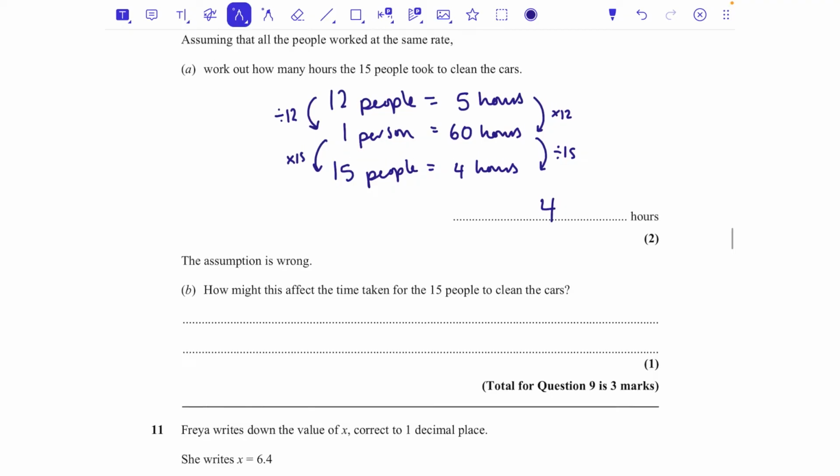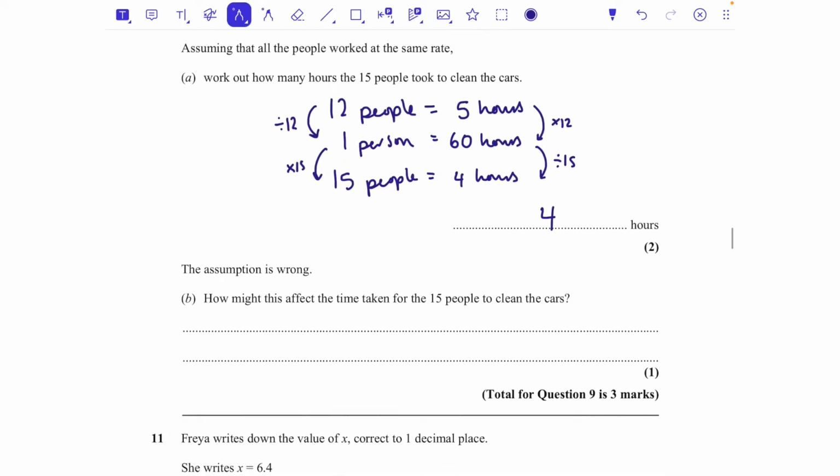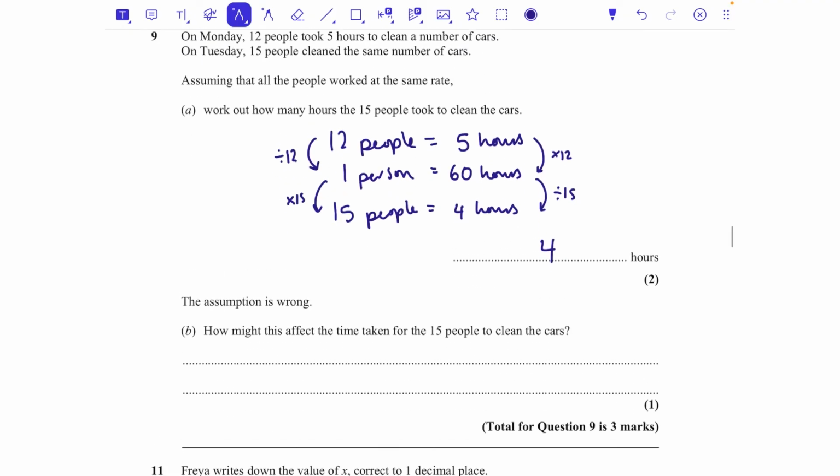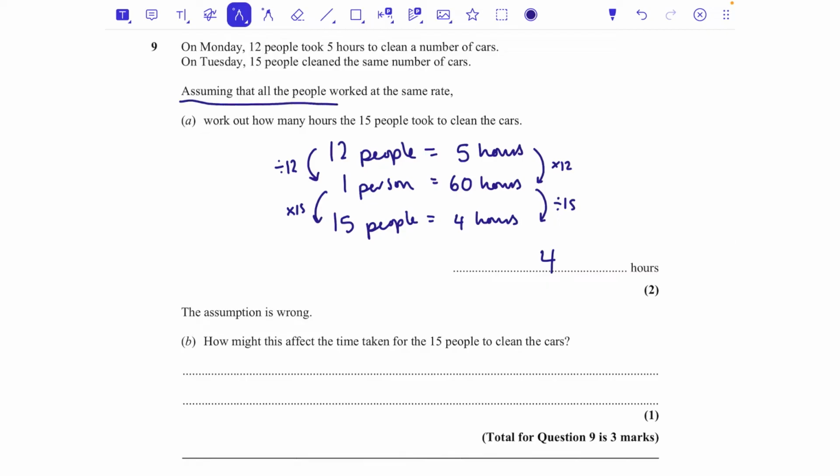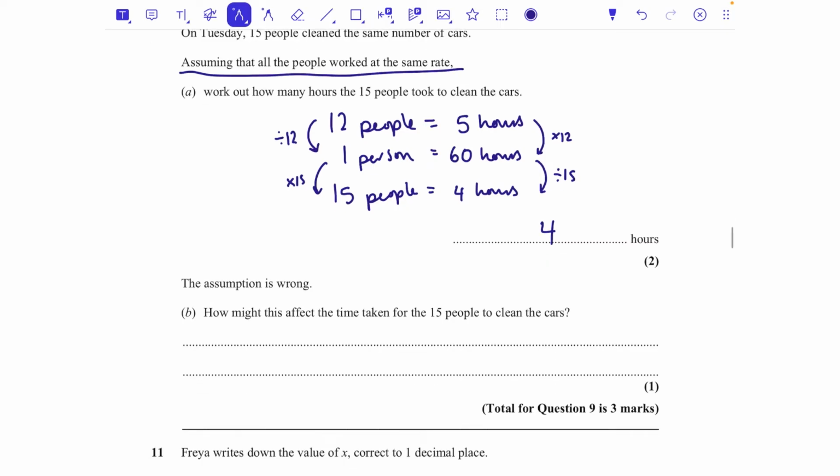The assumption is wrong. How might this affect the time taken for the 15 people to clean the cars? So the assumption is that all the people worked at the same rate. So if some workers are slower, it would take more time. And you could say the opposite. You could say if some of the workers were quicker, it would take less time. But they're just looking for you to understand that relationship.